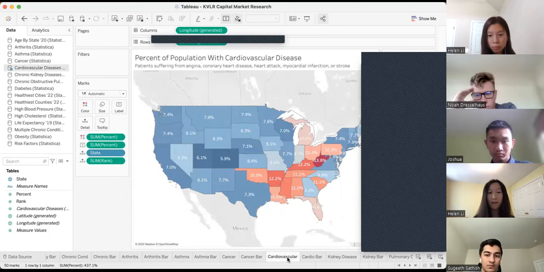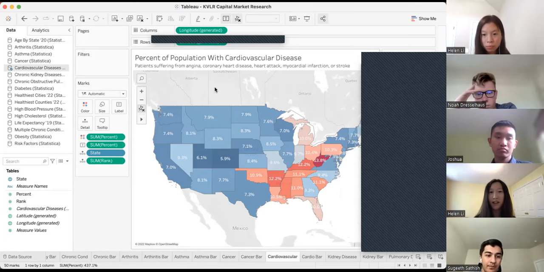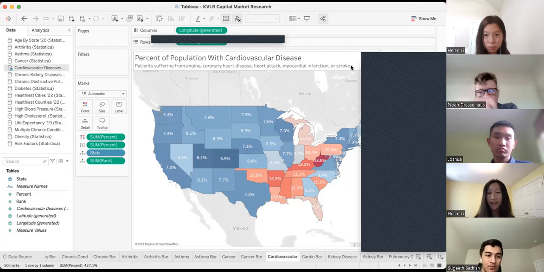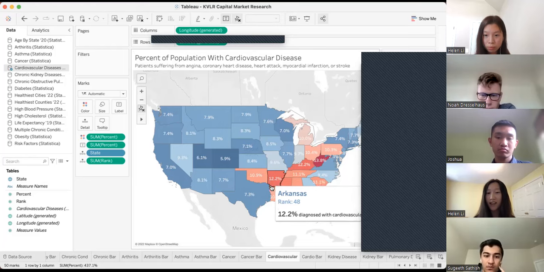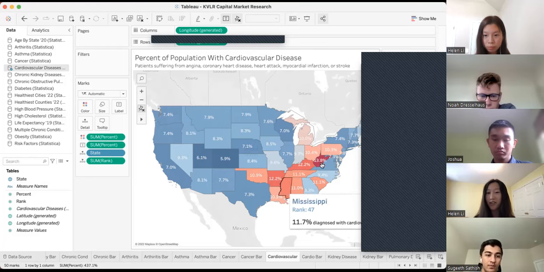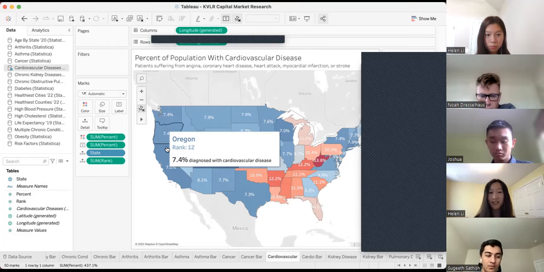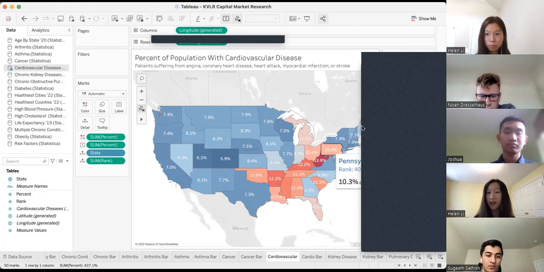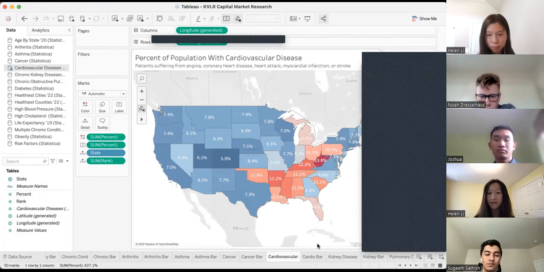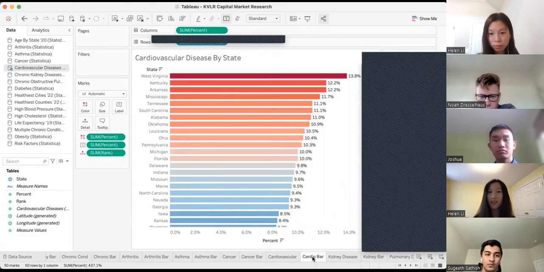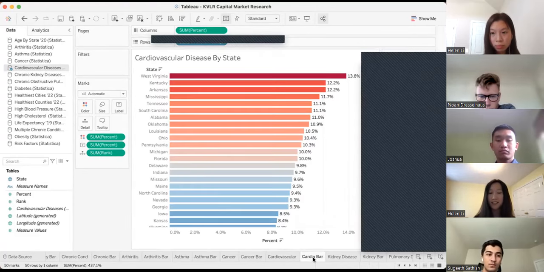Next, we have a map that shows the percent of the population with cardiovascular disease. So this includes patients suffering from the following, such as heart attacks and strokes included. You can see it's very high in this area over here, 13.8% in West Virginia. And it's lower in the area next to California and also pretty low in the Northeast. Here's the bar chart showing cardiovascular disease by state.